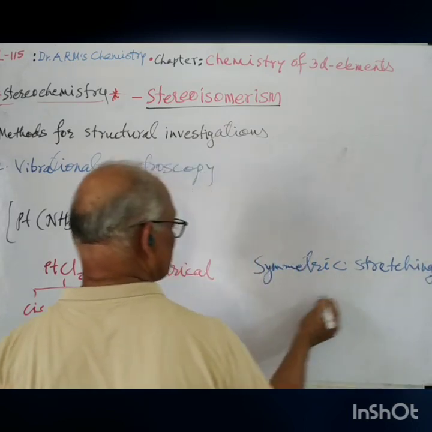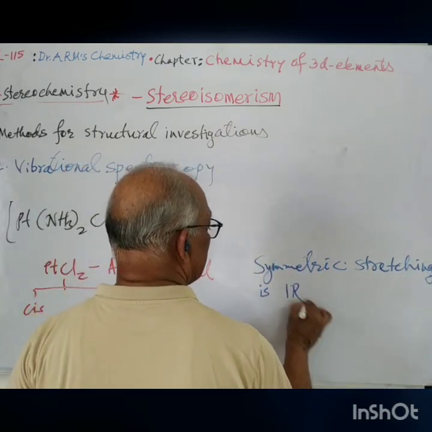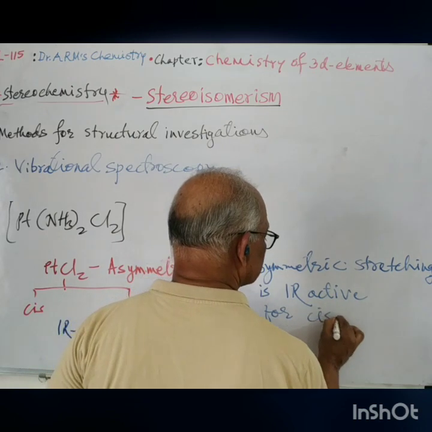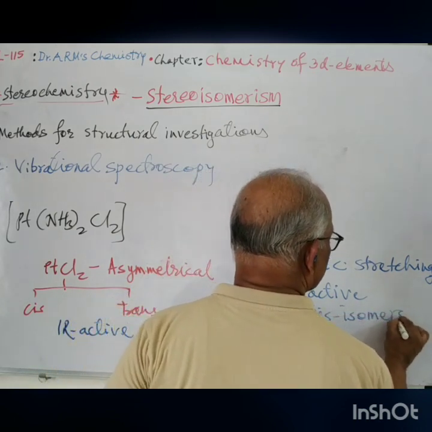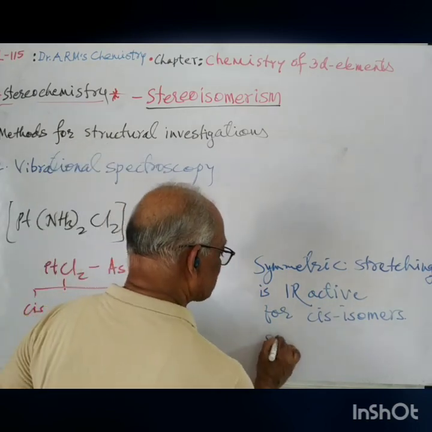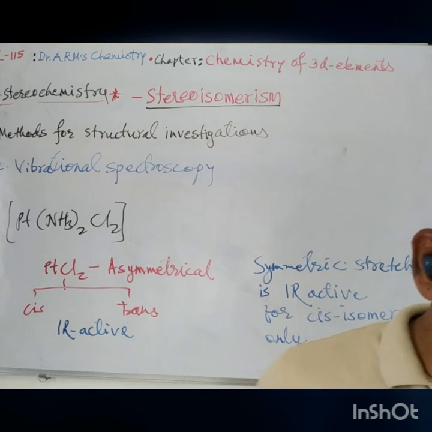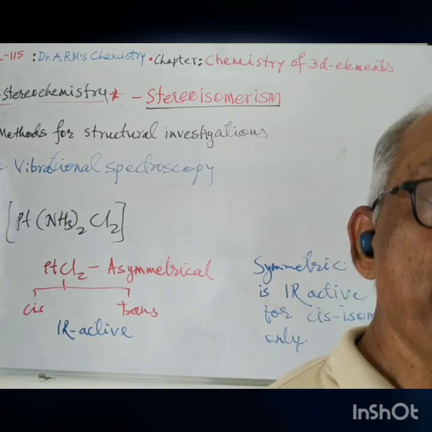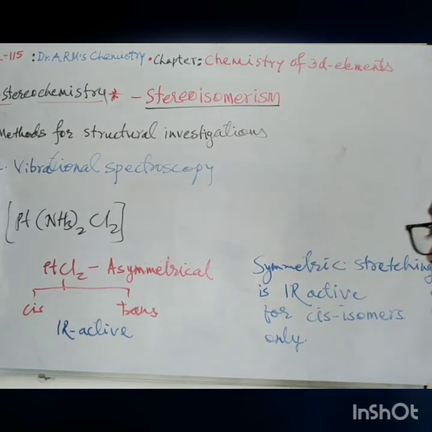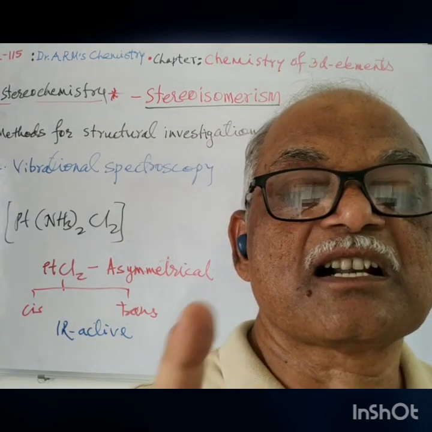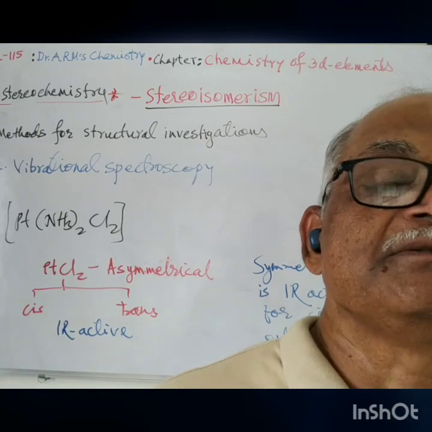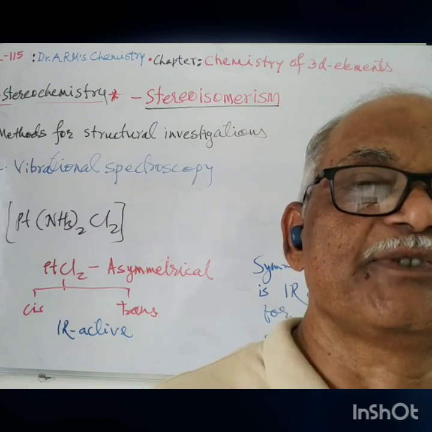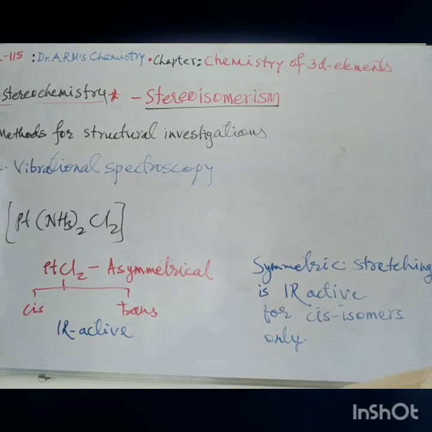Symmetric stretching is IR active for cis isomers only, because during this symmetric stretch the distribution of charge is different. But when you consider the trans isomer, after symmetric stretch the electron distribution or charge distribution on the bond is symmetrical, and that is why it is not IR active.